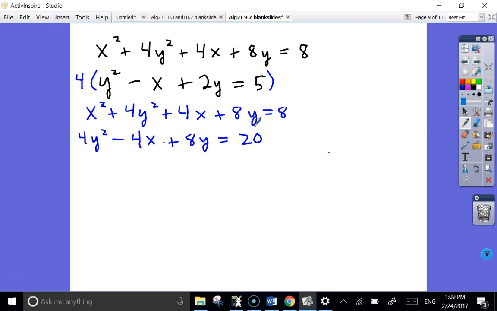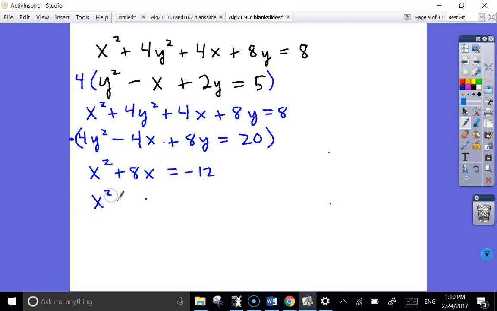Okay, that's the equivalent system. And now what am I going to do to cancel the y's? It's a subtract. You could have multiplied by negative 4. Is that what you did, Matt? Okay. So now we're going to subtract. The x squared stays the same. The 4y squared minus 4y squared is canceled. 4x minus negative 4x is plus 8x. And the 8y minus 8y cancel. And then we've got equals 8 minus 20, negative 12.